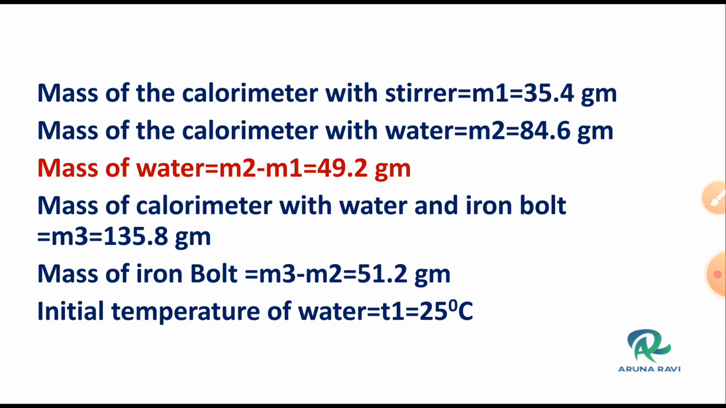We shall revise the readings we had taken. The mass of the calorimeter with the stirrer is M1 = 35.4 grams. The mass of the calorimeter with the water is M2, and the mass of the water is M2 minus M1. The mass of the calorimeter with the water and iron bolt is M3. If you want to know the mass of the iron bolt, it is M3 minus M2, here 51.2 grams. The initial temperature of the water is T1 degrees centigrade, here 25 degrees centigrade.